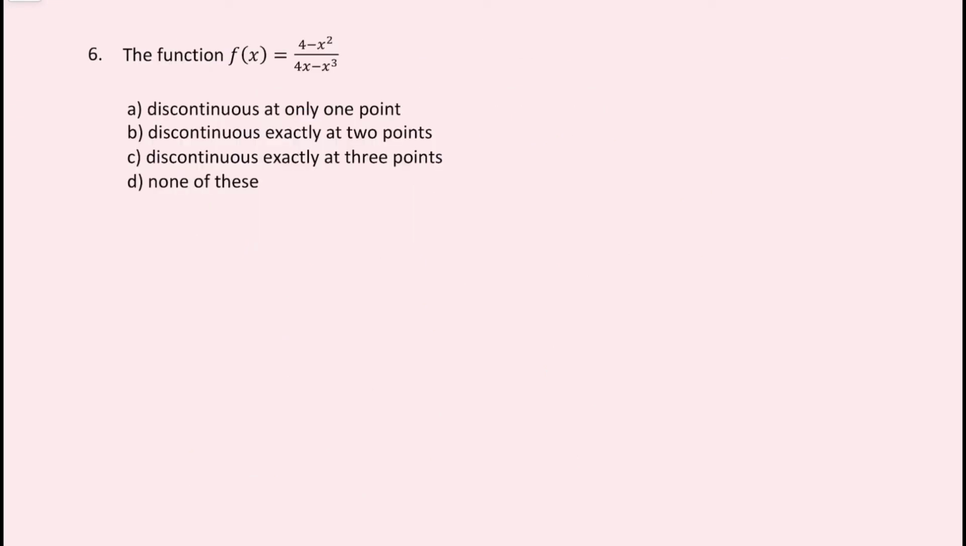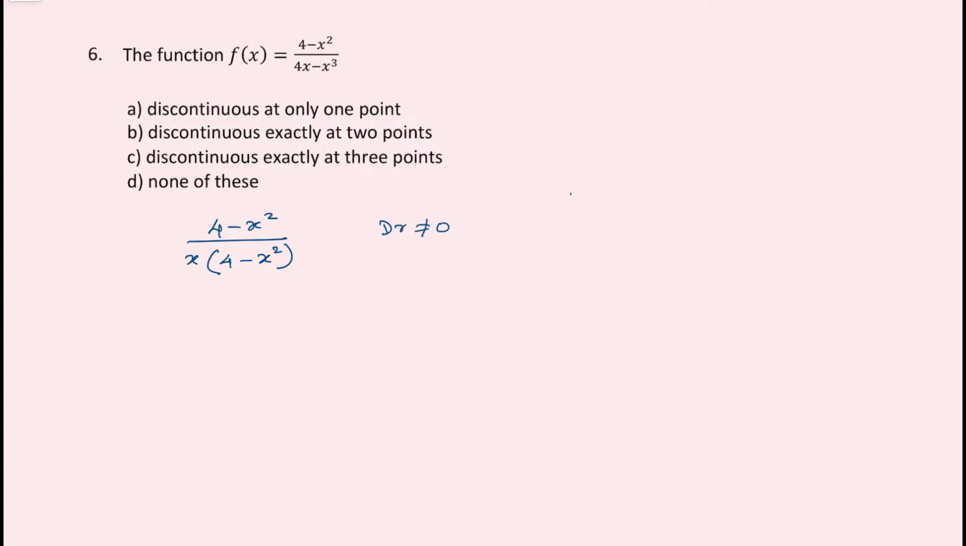Question 6. The function f of x is (4 minus x squared) upon (4x minus x cubed). We have to check at how many points it is discontinuous. Let us factorize the denominator. We can take x common, 4 minus x squared. The denominator should not be 0.